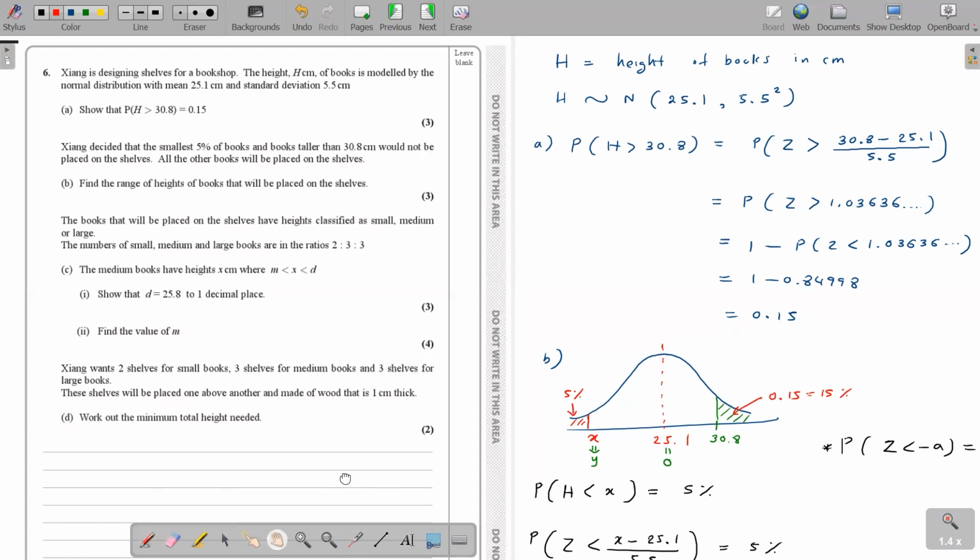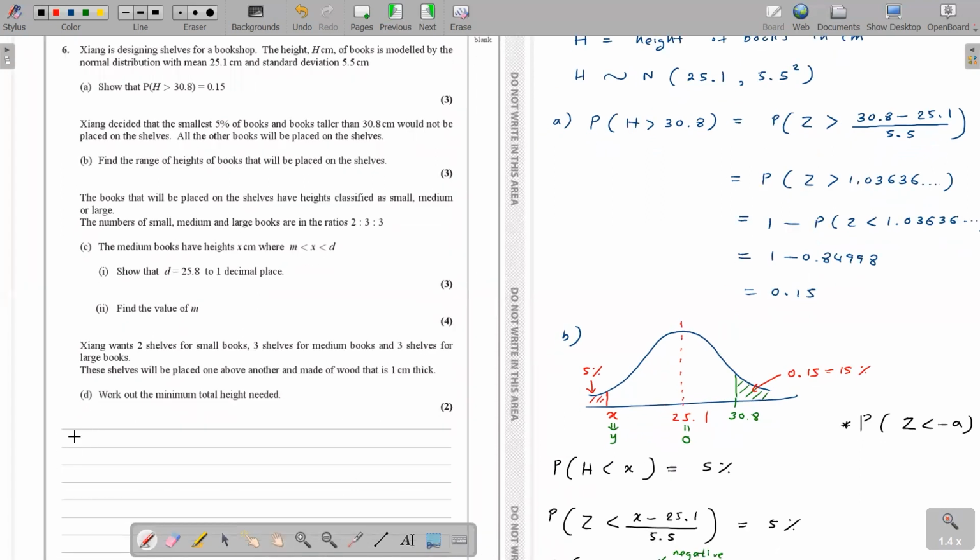Do you understand? So in part C, what's the probability of small? Can you divide your 80% in 2, 3, 3? Actually, you can see there are totally 8 parts, right? Is it difficult to break this up? Now you know all the books that are on the shelf come inside this range, which is 80%. Are you with me? So this 80% is divided in the ratio 2 to 3 to 3. When you add 2, 3, 3, how many parts do you see?